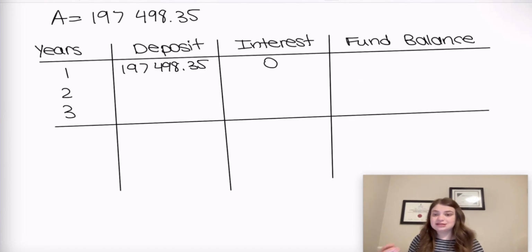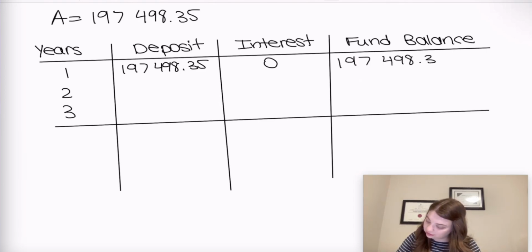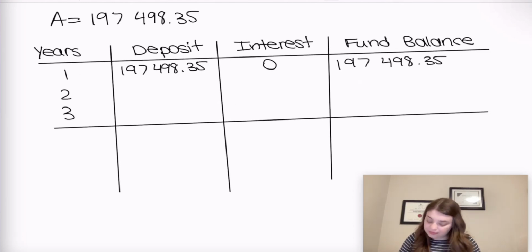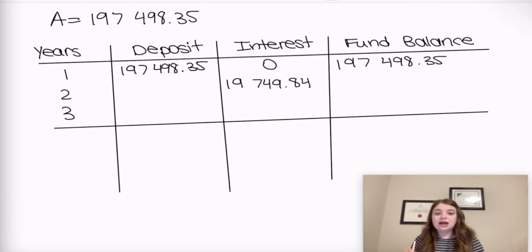So therefore, our fund balance is just what we paid so far, so $197,498.35. Okay, so now let's say a year's passed, it's now year two, and we need to find out how much interest we have now made. So $197,498.35 is our current fund balance, and the interest is 10% per year, so multiplied by 0.1 gives us that the interest we made in year two from the previous balance is $19,749.84.